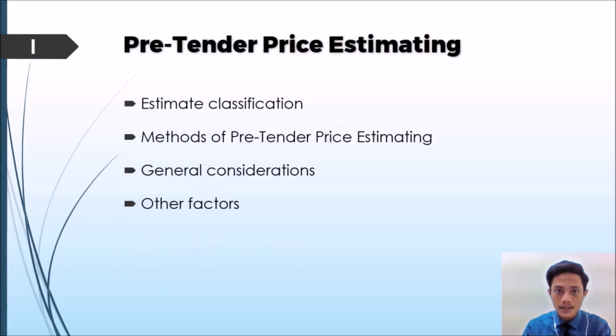And for the last topic, which is pre-tender price estimating, the main discussion is going to be on the concept and principles of the methods of pre-tender price estimating, for example, the unit method, the approximate method, and among others. And also, in determining the rates that are going to be used for the pre-tender estimating, the general considerations which need to be taken into consideration, and also the other factors that will affect the choosing of the rates that are going to be used for the pre-tender price estimating.